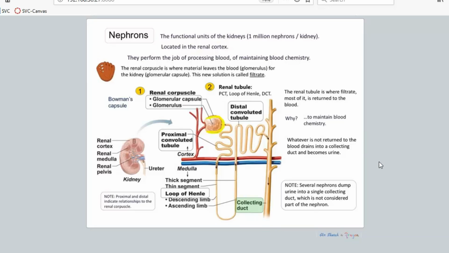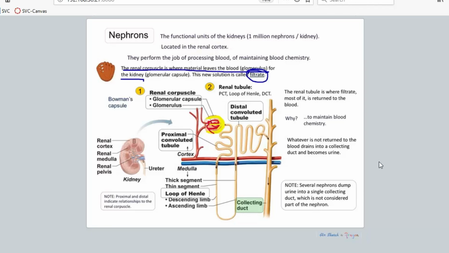And the capsule is just that. It's a capsule that fits over the glomerulus, the capillary bed, and essentially what it's going to do, it's going to catch that fluid that's being removed from the glomerulus. So the renal corpuscle is where material leaves the blood for the kidney. And in doing so, we're going to produce a new solution that's called filtrate. So fluid's going to leave the blood, it's going to be caught by this glomerular capsule, and that new fluid that we produce is called filtrate.